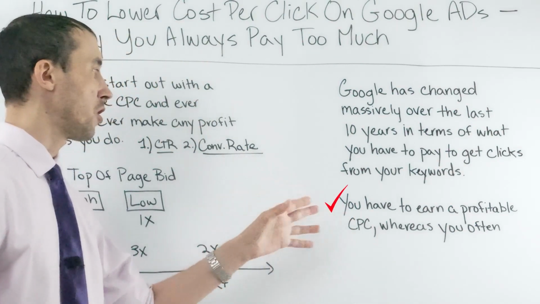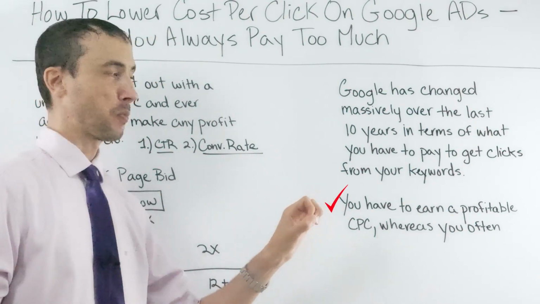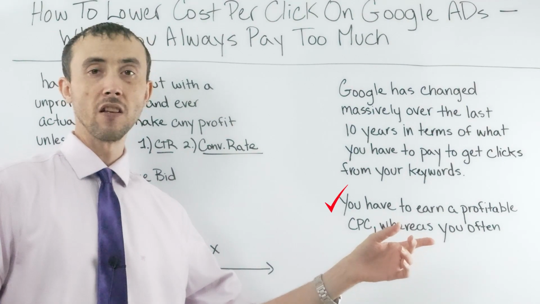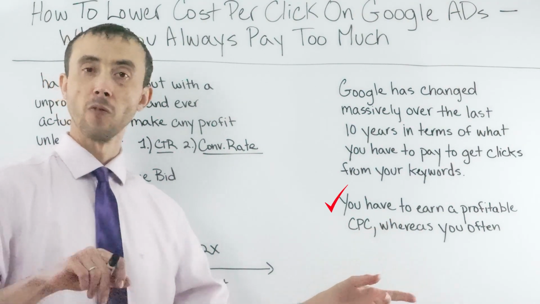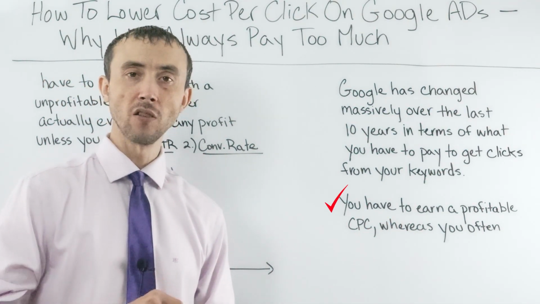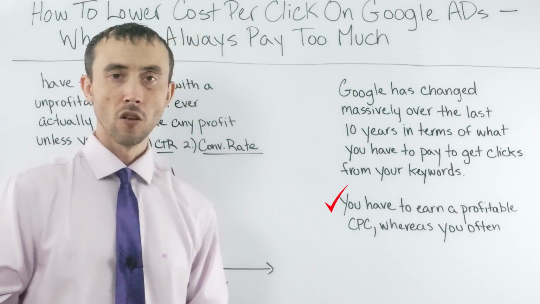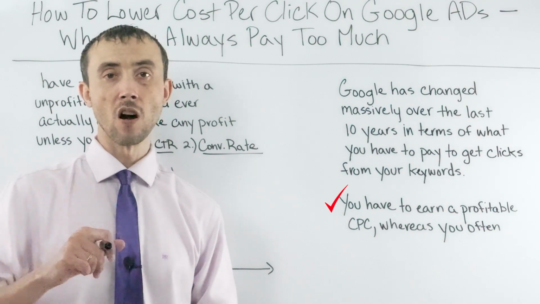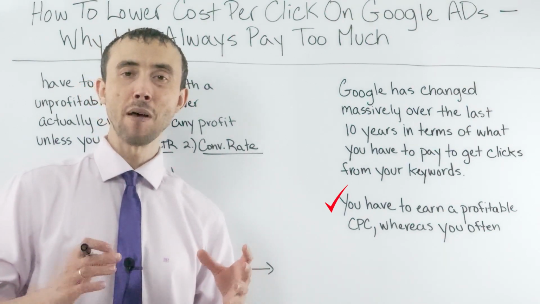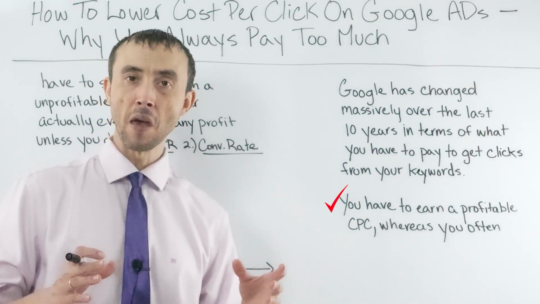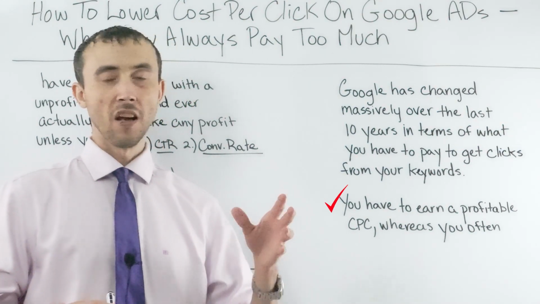So you have to earn a profitable cost per click, because the chances are if you're paying that 20 bucks and your competitor's paying the 4 bucks, the one doing it better than everybody else in your market, your ads are not profitable, his are. So this is literally make or break, whether you make money on Google Ads or you don't.